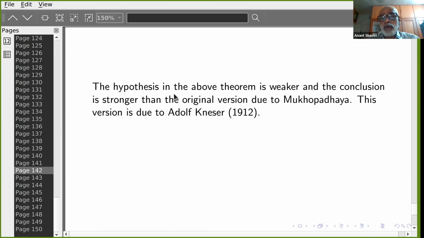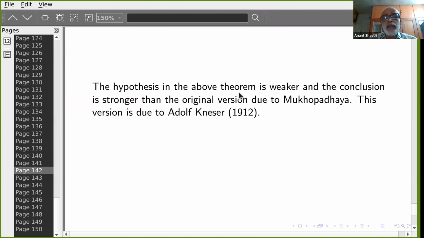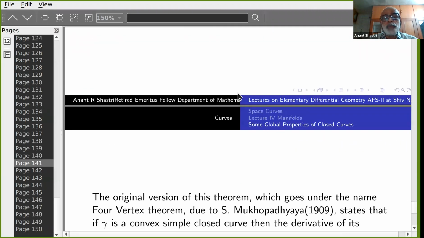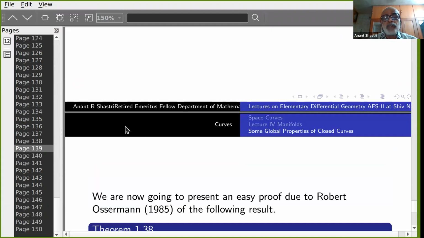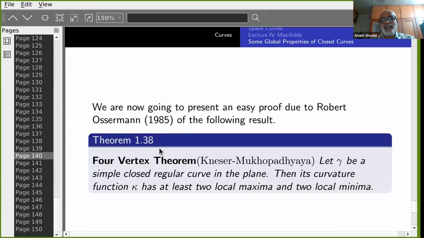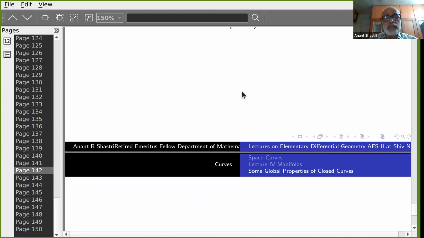The hypothesis in the above theorem is weaker and the conclusion is stronger than the original version due to Mukhopadhyaya. Now, this version is due to Adolf Kneser. It's 1912. See, 1909 was Mukhopadhyaya. Kneser made it in this version. The proof that I am going to present is much simpler than Kneser's proof, and that is due to Osserman. Okay, it's 1985. So this is all historical comments.